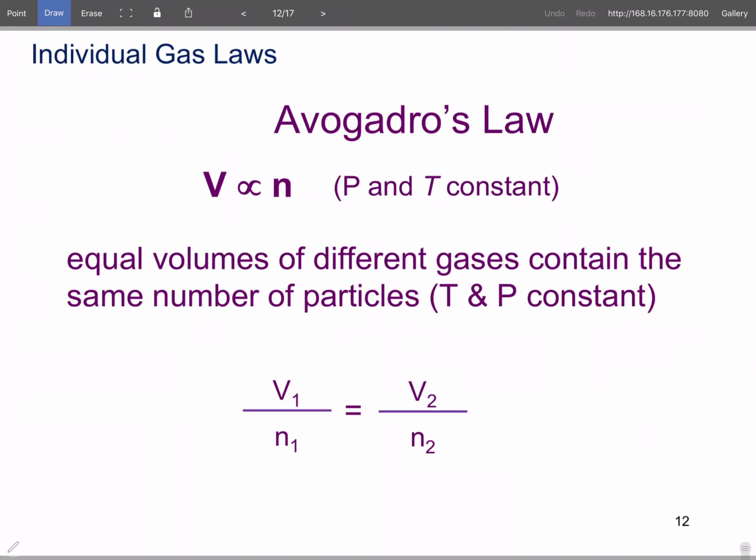Okay, another law, Avogadro's law. Avogadro of your 6.022 times 10 to the 23rd particles. Well, guess what? He was playing with gases too. And he determined that volume was proportional to n if pressure and temperature are constant. And so what that means is equal volumes of different gases contain the same number of particles.